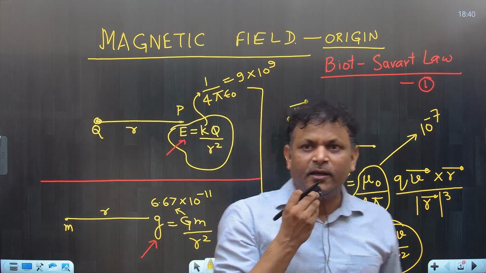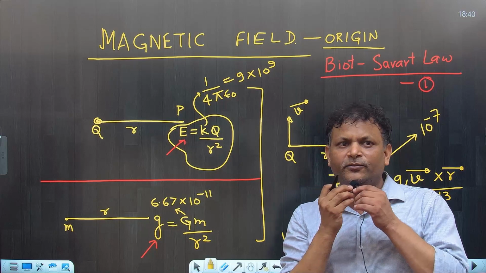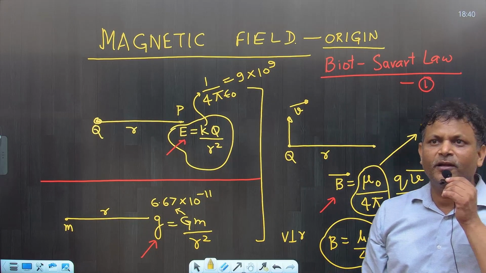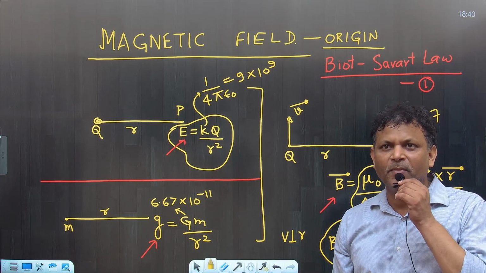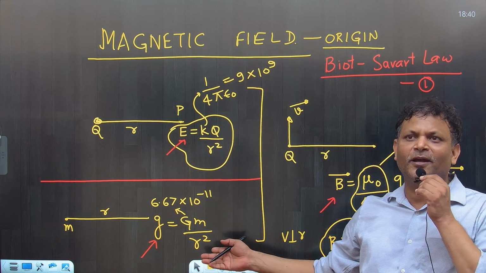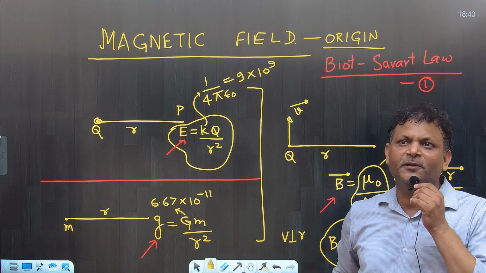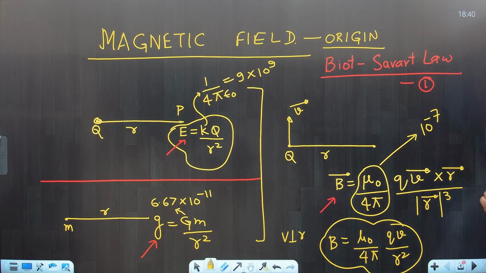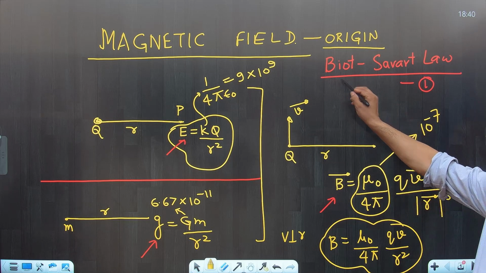But the magnetic field is not so simple. Sorry to say that the magnetic field is not so simple. It is not like kq by r square. It is not like GM by r square. It's not a very simple expression. Actually, you have a very complicated equation. This is called Biot law.